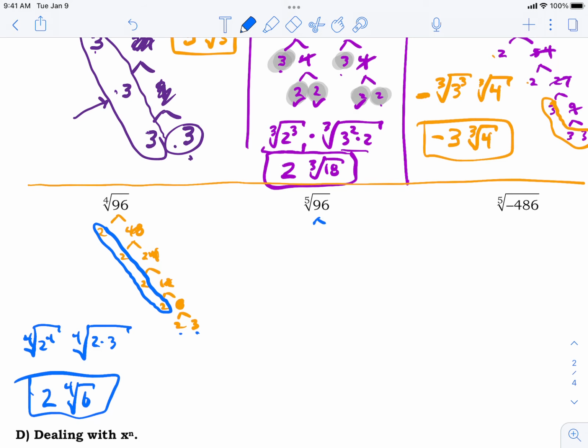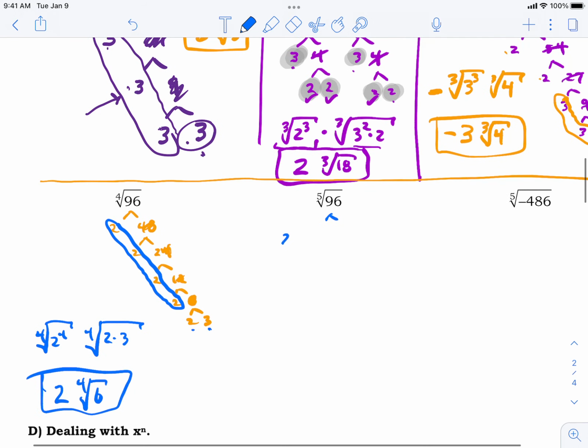This a 1. Hey, that's a 96. That's the same thing. So I know how it's going to break up. It's going to break up as I had a 2 times a 2 times a 2 times a 2. What do I have? 1, 2, 3, 4. I had 5 of those. Times a 2 times a 3. That's what the 96 is.